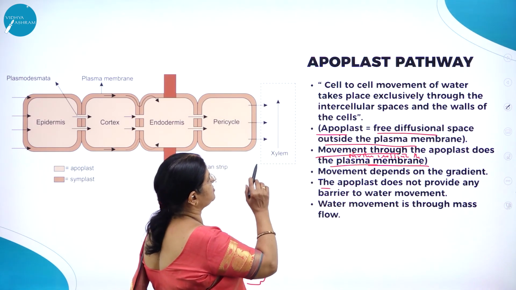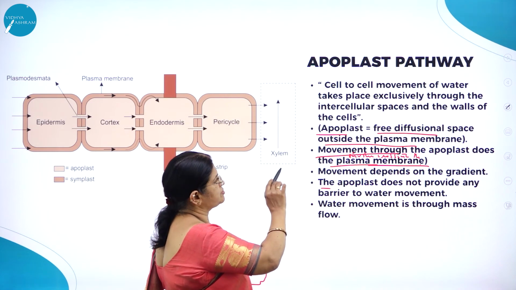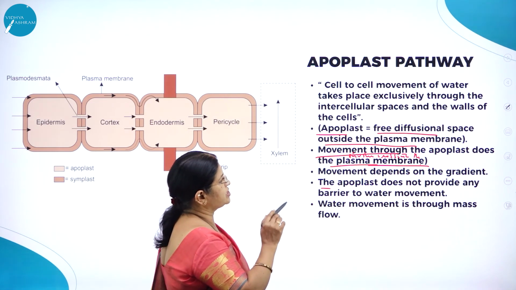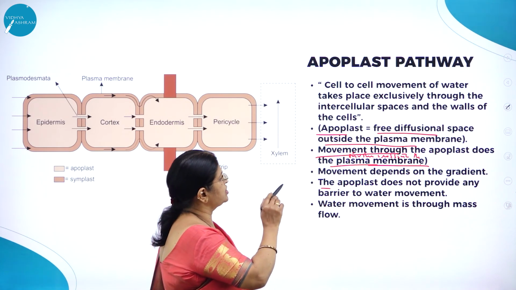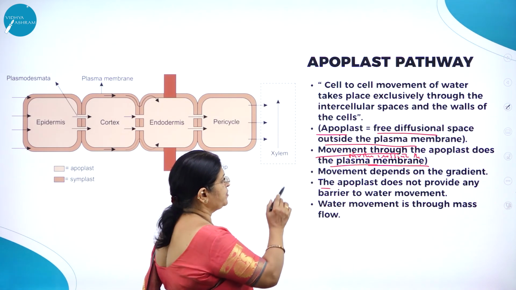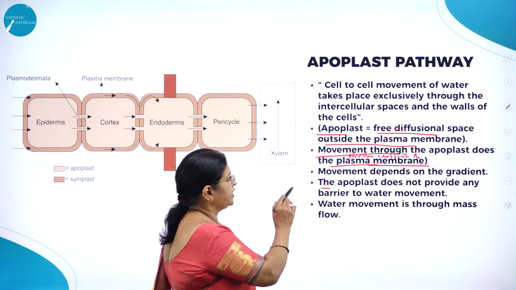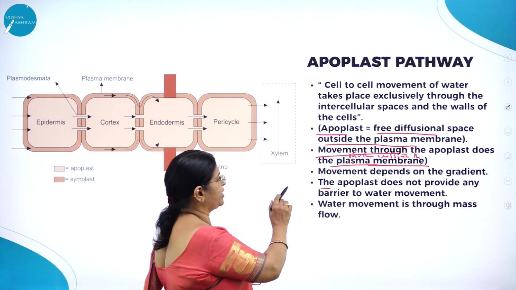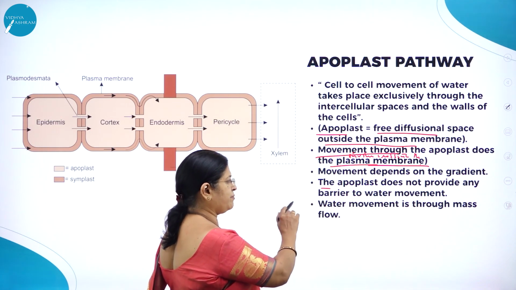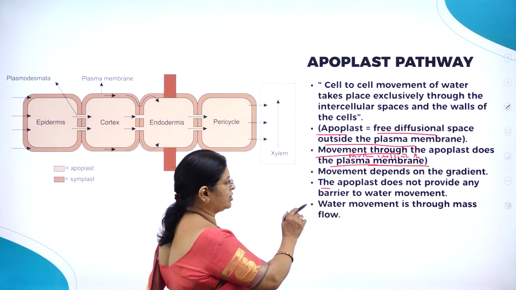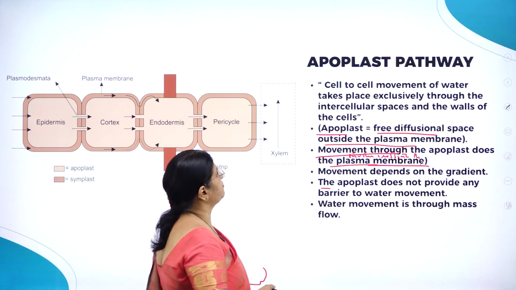So what is apoplast pathway? Cell to cell movement of water takes place exclusively through the intercellular spaces and the walls of the cells. So apoplast is the free diffusional space outside the plasma membrane. Movement through the apoplast does not involve crossing the plasma membrane, and movement depends on the gradient. The apoplast does not provide any barrier to water movement. So water movement is through mass flow.